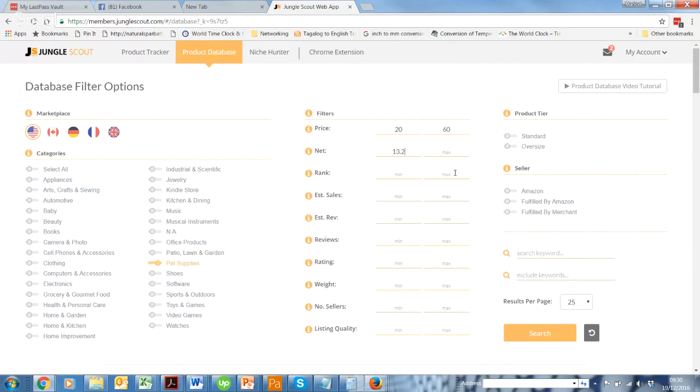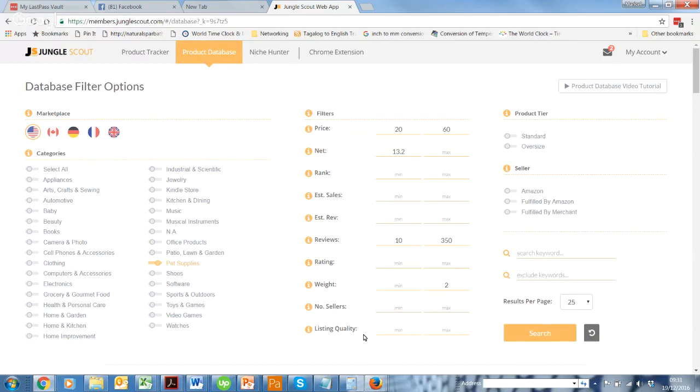Rank, I'm going to leave the rank for the moment. We can come back and alter that later on. Estimated sales, I'm going to leave that for the moment. Estimated revenue, again, I'm going to leave that blank. Reviews, I want at least 10 reviews, just to say that the product's up and running and has got some traction. People are actually buying it. But I don't want too many. I'm going to say I don't want more than 350 reviews. Rating, I'm not going to worry about that for the moment. Weight, I want a maximum of 2 pounds. Number of sellers, I'll leave that.